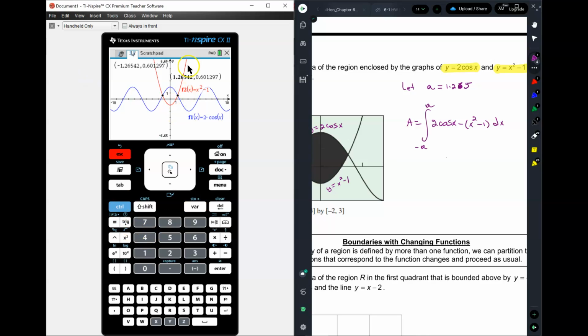Okay, so Control, A, enter. Now, if you want to be certain that it did what you wanted it to do, go to the home screen. Literally just type in A, enter, and it should give you that number. So now you know.